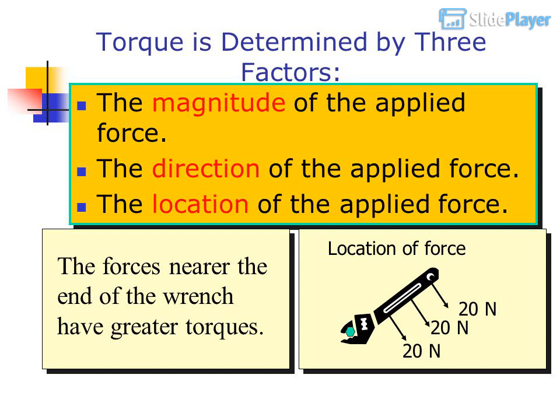20 N. Magnitude of force. 40 N. The 40 Newton force produces twice the torque as does the 20 Newton force. Each of the 20 Newton forces has a different torque due to the direction of force. 20 N. Direction of force.